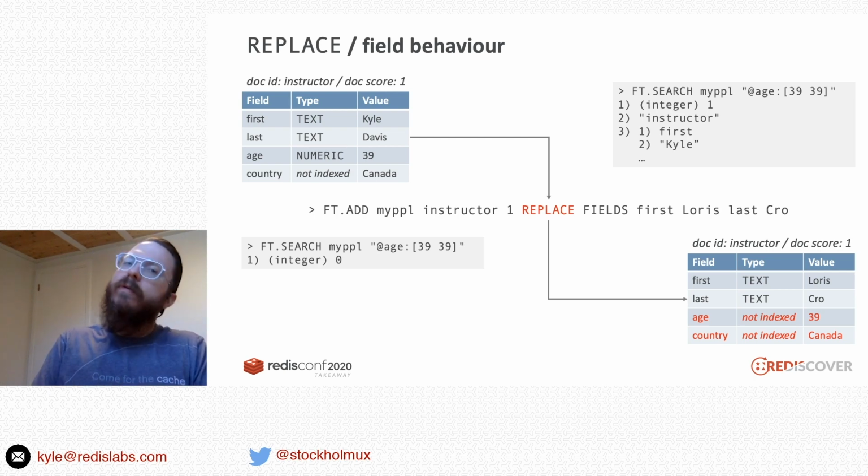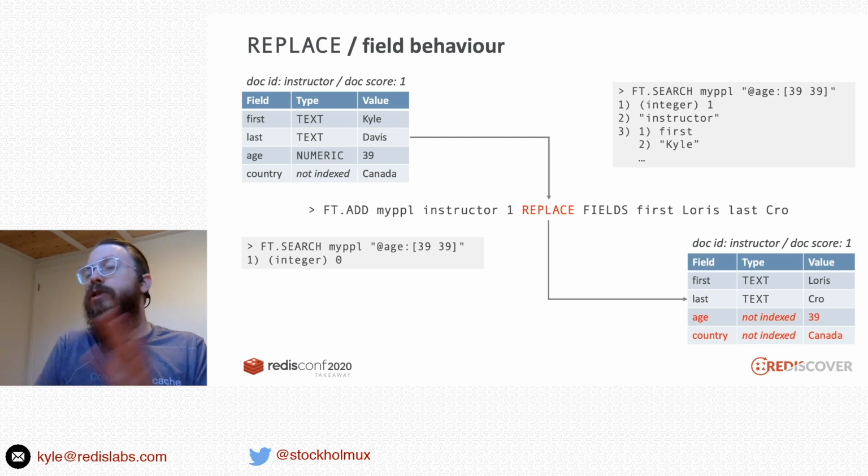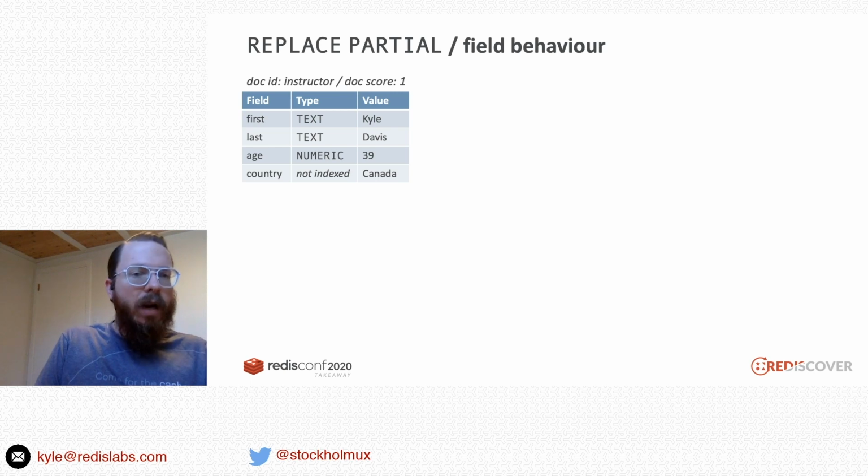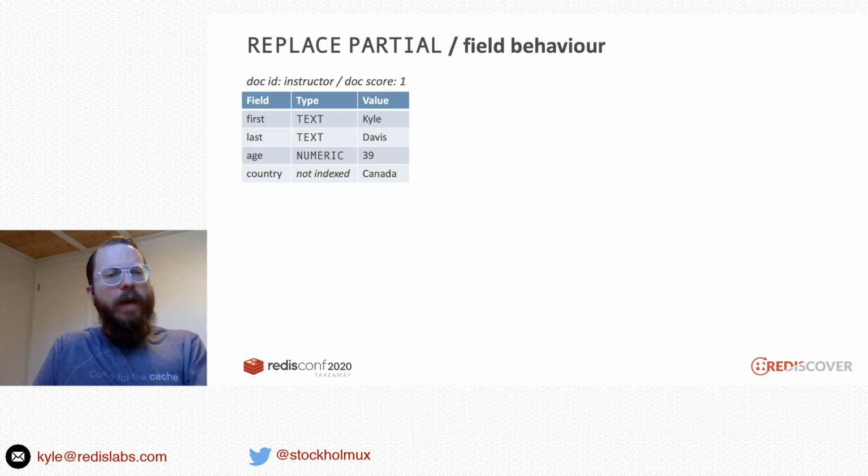So moving on, let's look at REPLACE PARTIAL, which is actually probably what you're more expecting when you're doing a replacement. So here, we have our same document: first, last, age, and country.